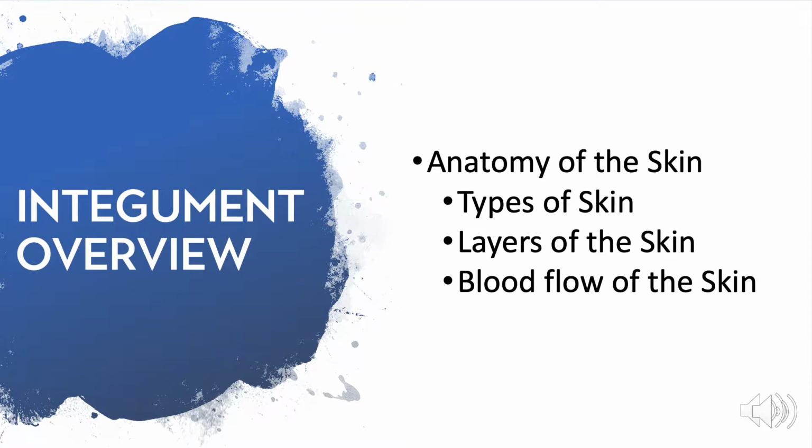The integument organ, also known by its more common name, the skin, is the largest organ found within the human body. The skin is a member of the integumentary system, accompanied by the hair and nails. However, today we will only focus on the skin.